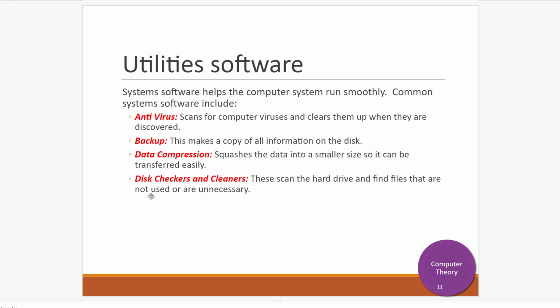Data compression. This is like taking a piece of paper and folding it and folding it and folding it so it's a small square. That's what data compression does to file sizes. So if you ever save a Word document that's really, really long, it can compress it to be a very small file size so it doesn't take too much space.